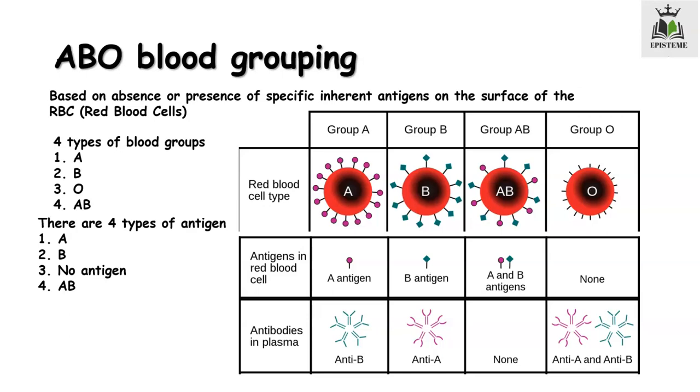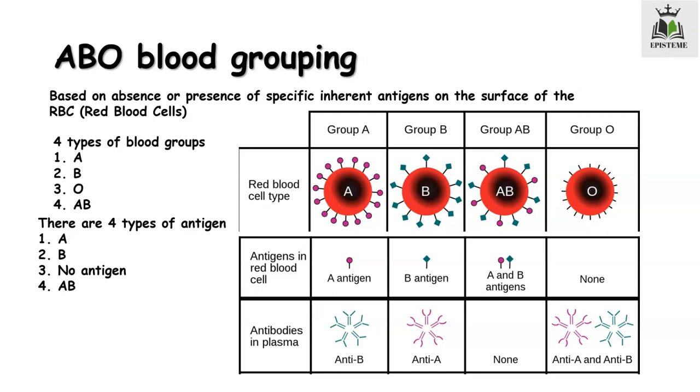Now in blood group B, we have antibody for antigen A, that is anti-A, for the same reason. For blood group AB, we have none of the antibodies. It is very easy to understand because both antigens are present here, and that's why no antibodies are present.